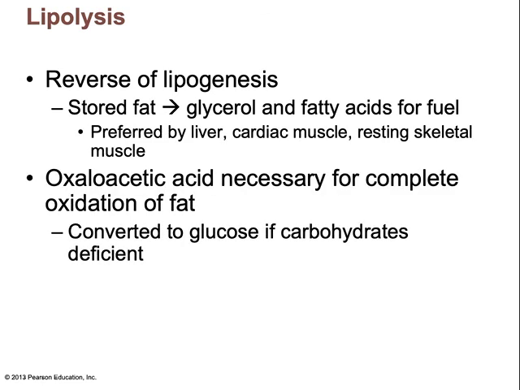The stored fat is broken down into glycerol and fatty acids. The glycerol enters the back end of glycolysis and goes from there to the Krebs cycle. The fatty acids get broken down by beta oxidation and become acetyl-CoA and enter the Krebs cycle that way. Oxaloacetic acid is important for complete oxidation of fat. It'll get converted to glucose if the carbohydrates are low in your diet.